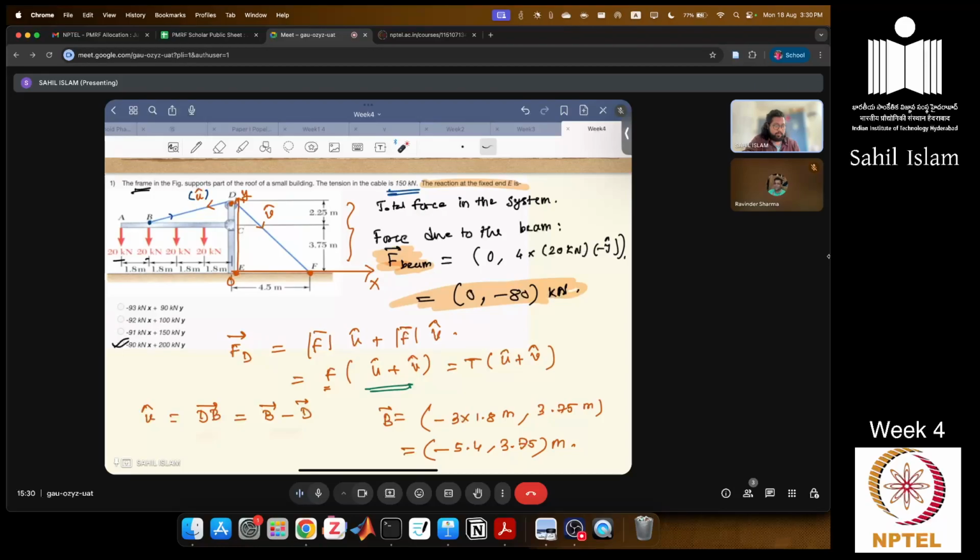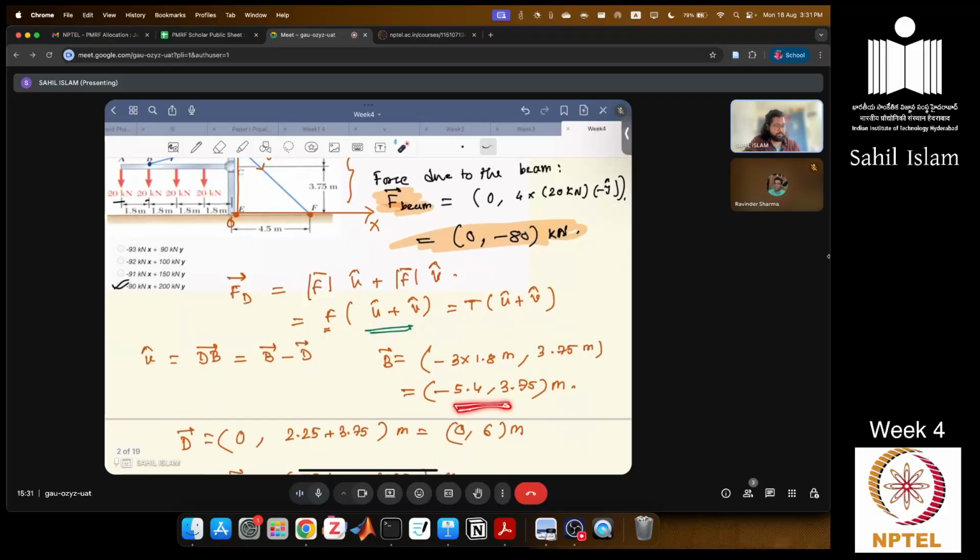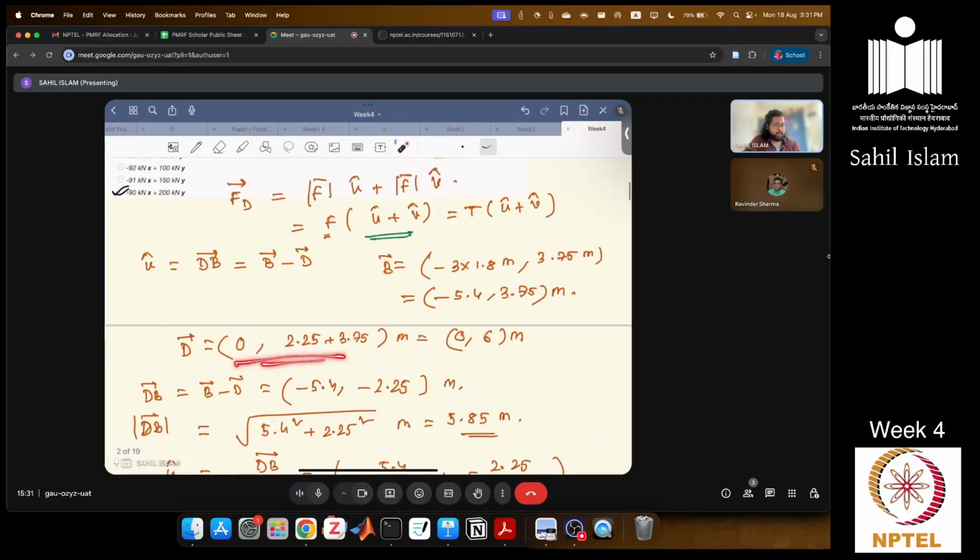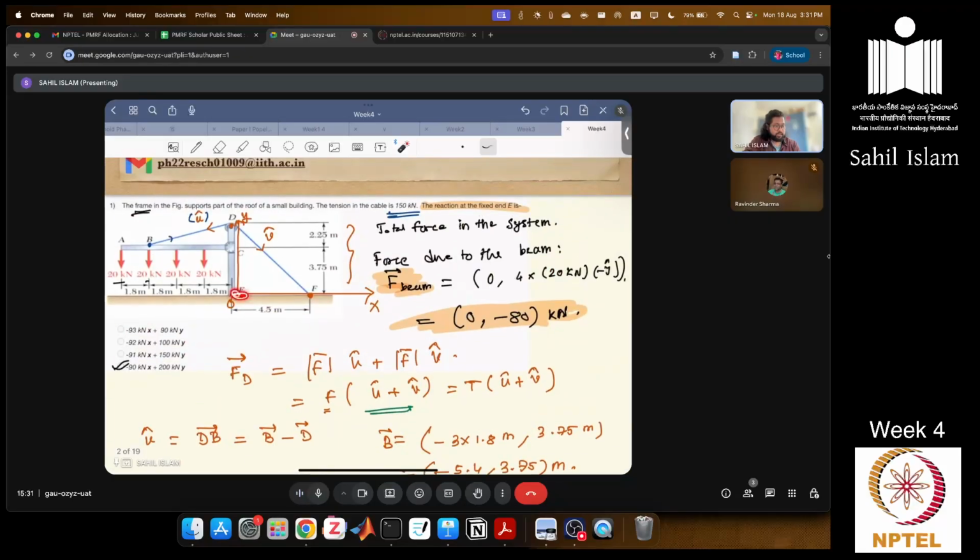So we can write this vector as OB minus OD, like this. We are writing this b minus d. Now this B point, if you look at it, along the x direction it goes minus 1.8, minus 1.8, minus 1.8, so minus 5.4, and along the y direction it goes till this point, which is 3.75. So we wrote this as the b vector, and the d vector goes as, in the x direction it does not go anywhere, in the y direction it goes 3.75 and 2.25 meter.